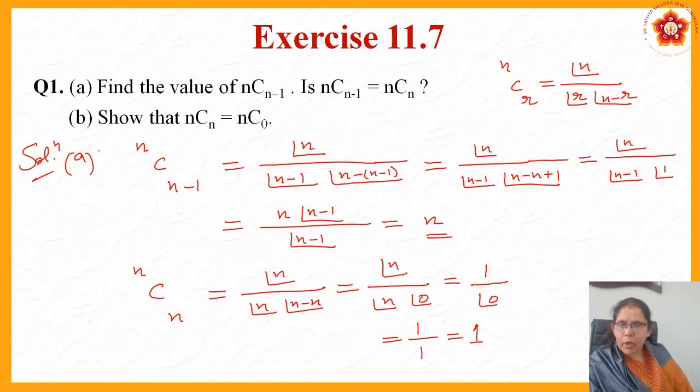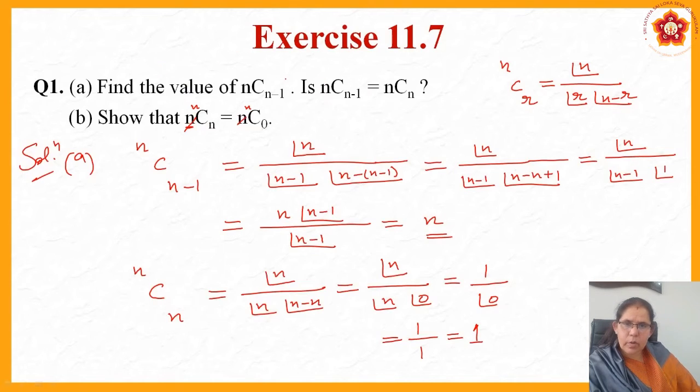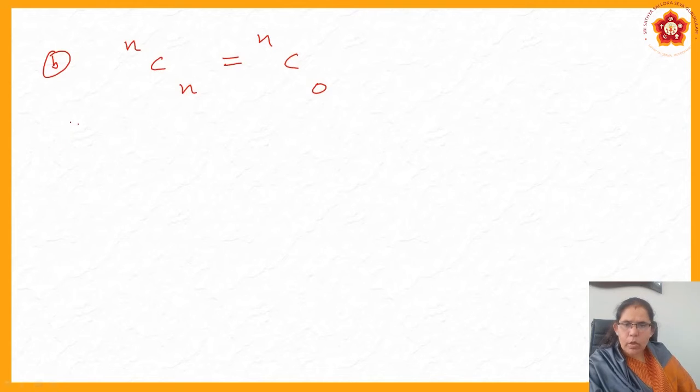Now we'll do the B part of this question, where we have to prove nCn is equal to nC0. Please don't mind this. Here it is n written. It was supposed to be written here as superscript. So please read it as nCn and nC0. So this is the B part. We have to verify whether nCn is equal to nC0.